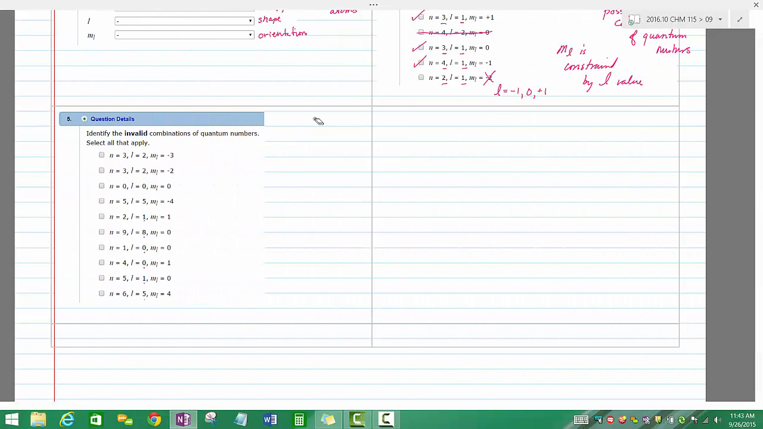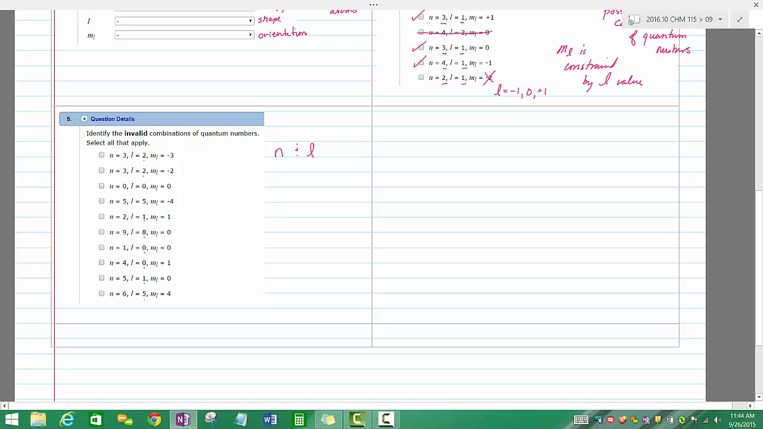So on to question number 5. In question 5, we're going to be looking for invalid combinations of quantum numbers. So we're first going to look at any combinations in which N and L are incompatible. And so L must always be less than N.